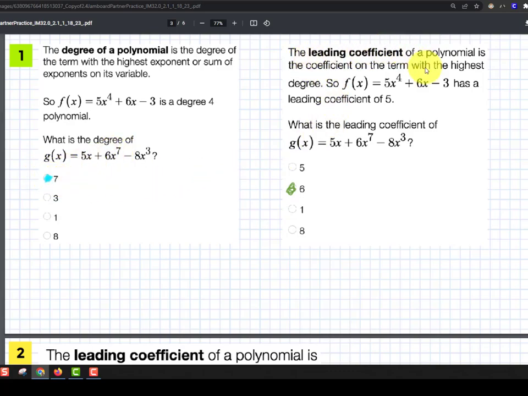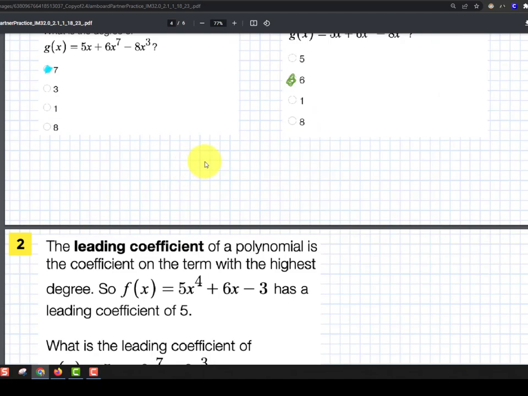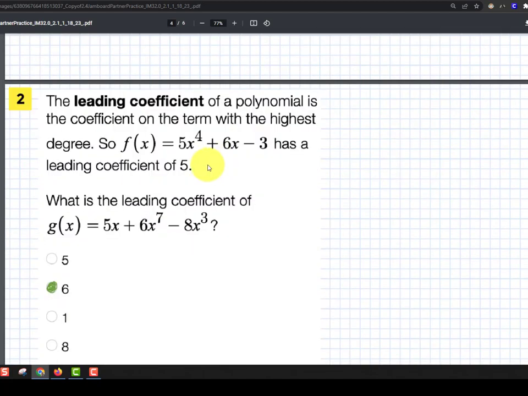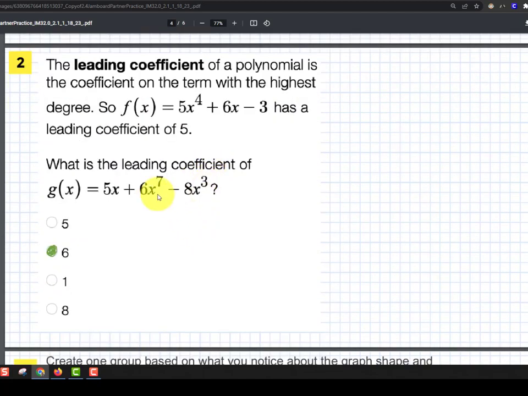The leading coefficient is the coefficient, or the number, on the term with the highest degree. So although this is a fourth degree polynomial, the leading coefficient is 5. Pay attention, the 5 is not the leading coefficient just because it's the first one. So 5 would be incorrect here. This one's the highest degree, so 6 is the leading coefficient. Number 2, it kind of tells you the same thing, so that would be 6.